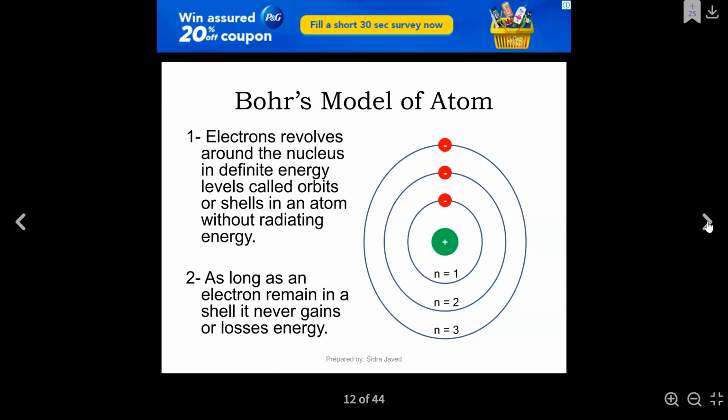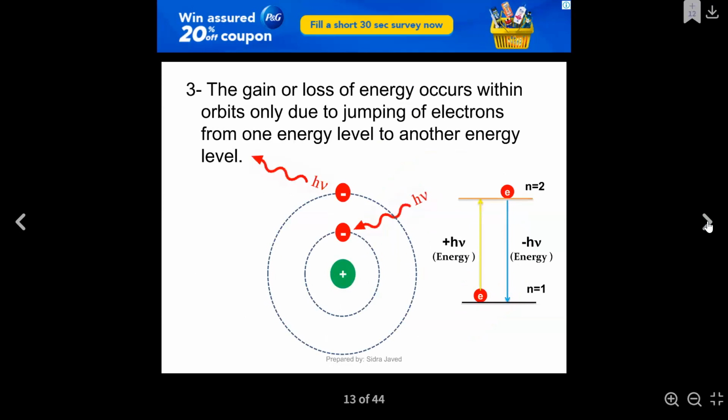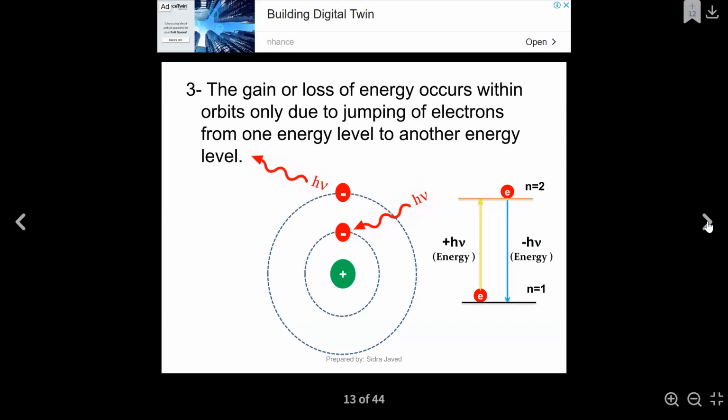Move forward now. The gain or loss of energy occurs within the shells only due to jumping of electrons from one shell to another. Right? So if an electron jumps from one shell to another, there will be loss of energy.